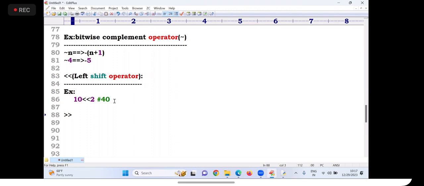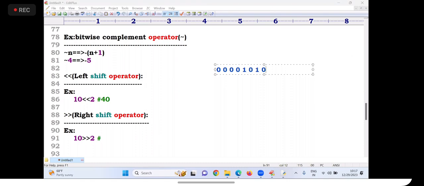Same for right shift: on the right side remove 2 bits, add zeros on the left side. Right shift operators. That is not of much importance and not required. 10 right shift 2: on the right side you remove 2 bits and add to the left side. 1 0 1 0, remove 1 0, add 2 zeros on the left side. Whatever values remain, 1 0. I will show 0 0 0 0 1 0 1 0.